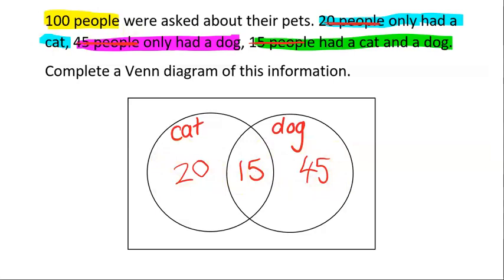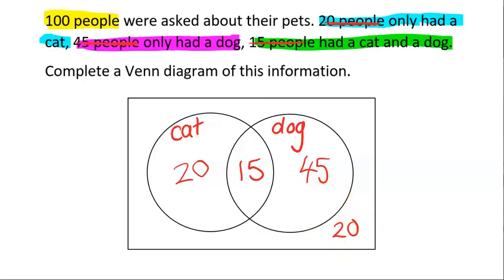What's their situation? Well, they don't have a cat, they don't have a dog, and they don't have both. So they're outside of our circles. There are 20 people that have no cats, no dogs. Maybe they have a different pet, a bird or a fish or something. They definitely don't have a cat or a dog. So if we check again, 20 plus 15 was 35, plus 45 was 80, plus 20 gave us our 100 people.